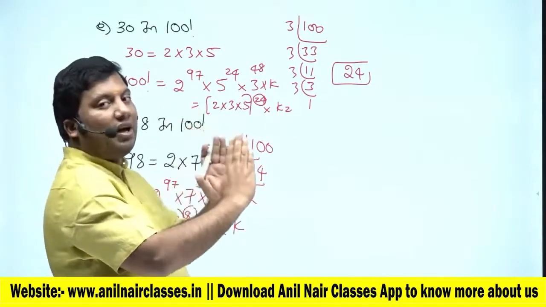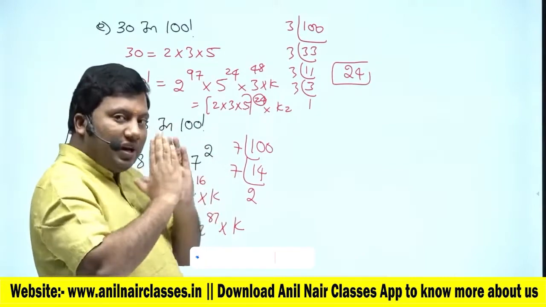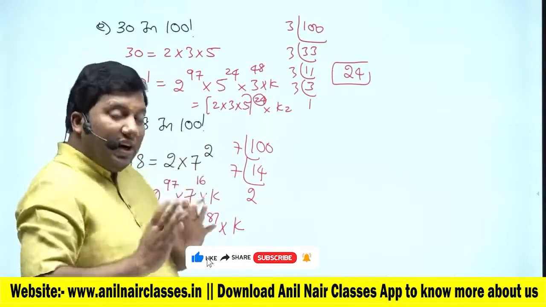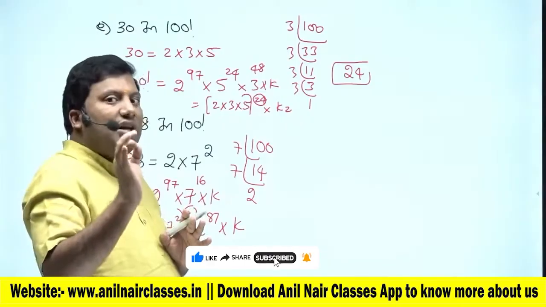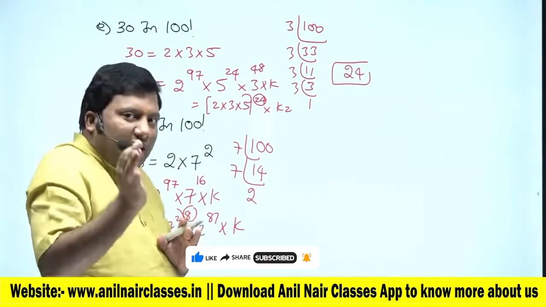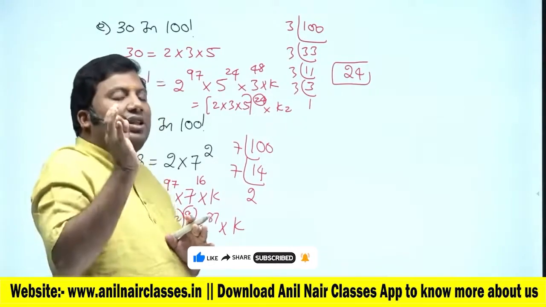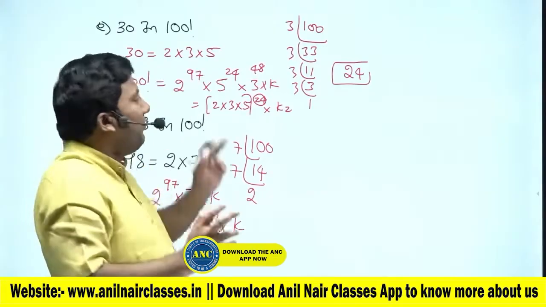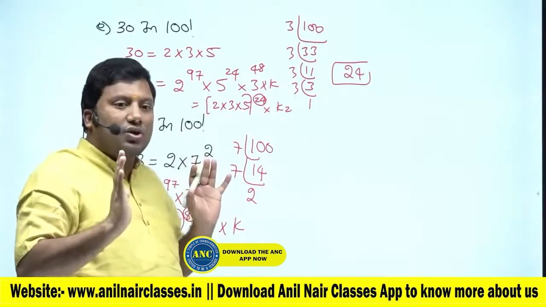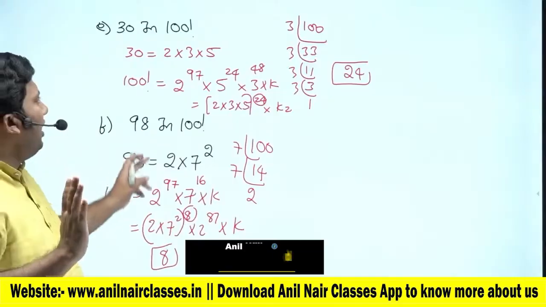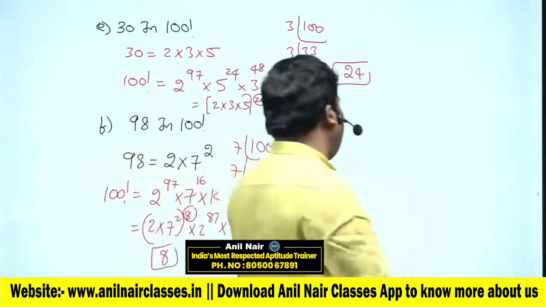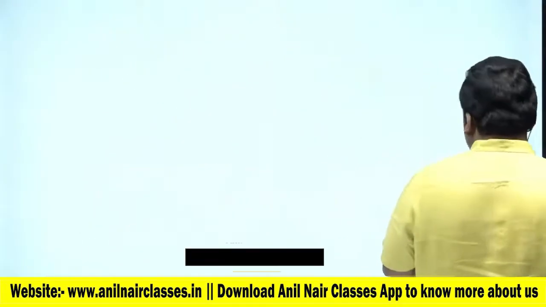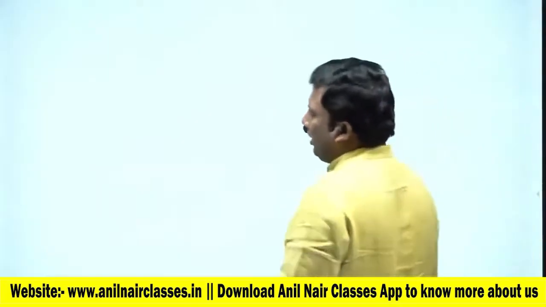To get the number of zeros at the end, we require the highest power of 10. To get the highest power of 10, we need the highest power of 2 and 5. That is the reason I discussed the introductory questions on how to find the highest powers. Now let us write down some important questions.